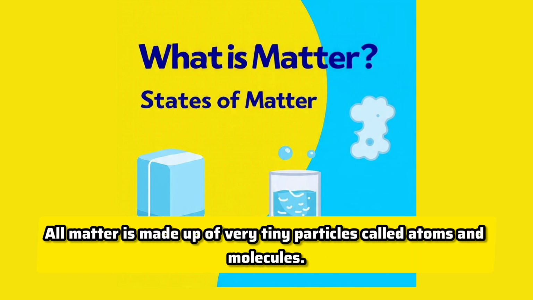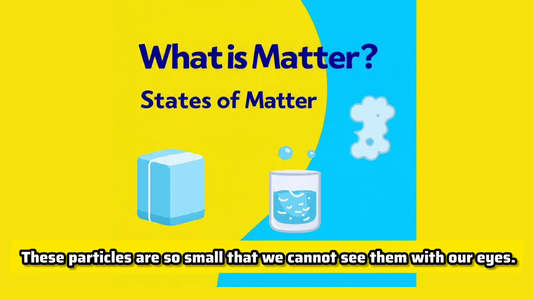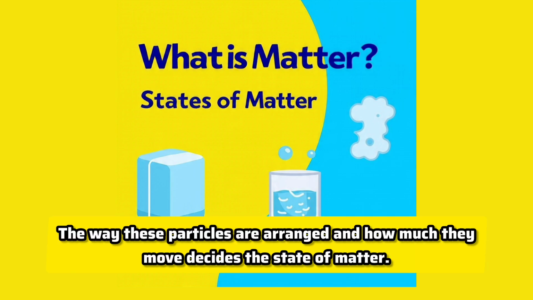All matter is made up of very tiny particles called atoms and molecules. These particles are so small that we cannot see them with our eyes. The way these particles are arranged and how much they move decides the state of matter.